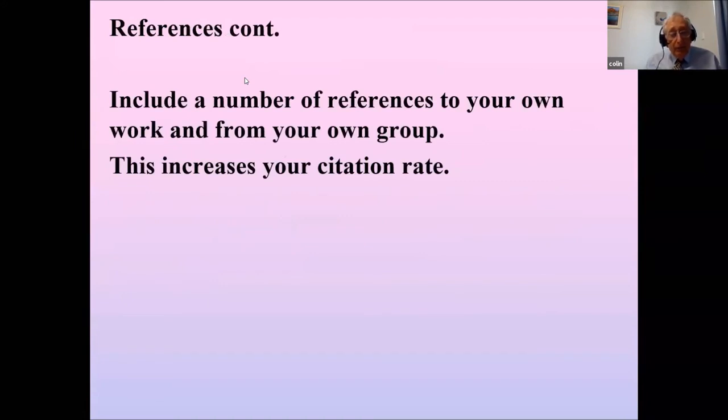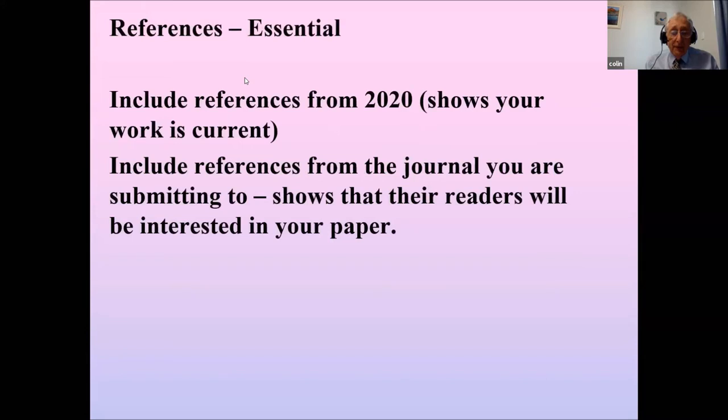Don't forget to include a number of references to your own work and from your own group. This will increase the citation rate for you personally, increase your H index, and it will also make your head of school, your dean, very happy as their group gets a higher rating. So it's essential that you include references from the most recent year or years. This shows that your work is current and that you've kept up to date.